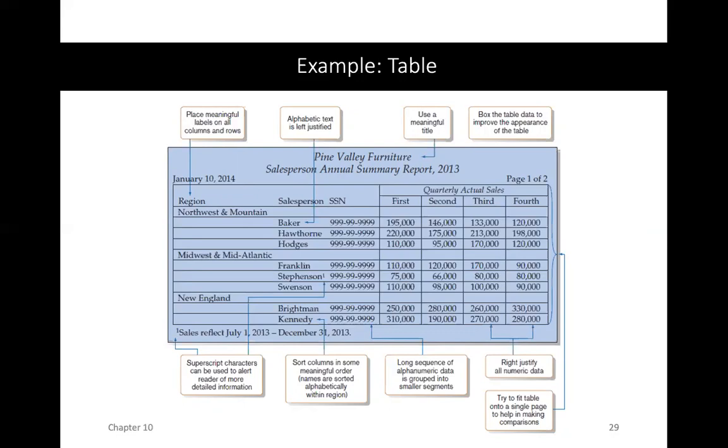I use superscript all the time in all of my papers that I send and get published. It's very, very important if you want to include information that's not really 100% relevant to the message you're giving in the main part of the paper, but you can't leave it out. That's when I use superscript. My columns are sorted in meaningful order. My sequences of alphanumeric data are broken up. I've justified all my numeric data, and I've tried to get everything onto a single page. It helps when I'm looking at and comparing data.